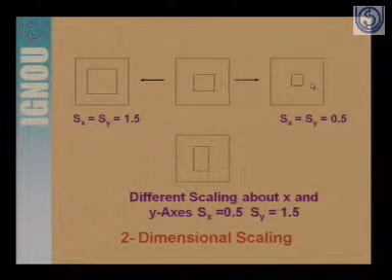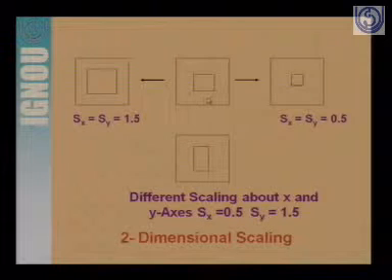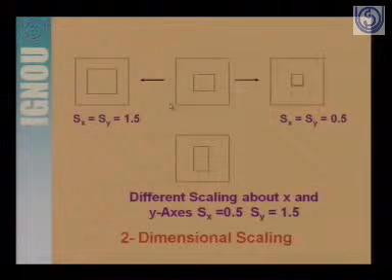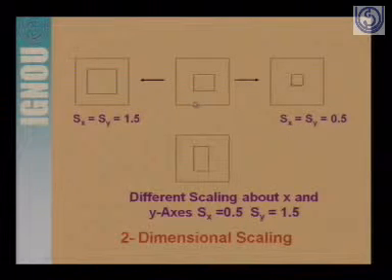But Sx and Sy may not be the same. But here in this case, we have taken that Sx and Sy are the same. Firstly we have taken Sx equal to Sy equal to 1.5 times. That means the final object will be 1.5 times the original object. And secondly, Sx equal to Sy equal to 0.5, the final object will be half of the original object.